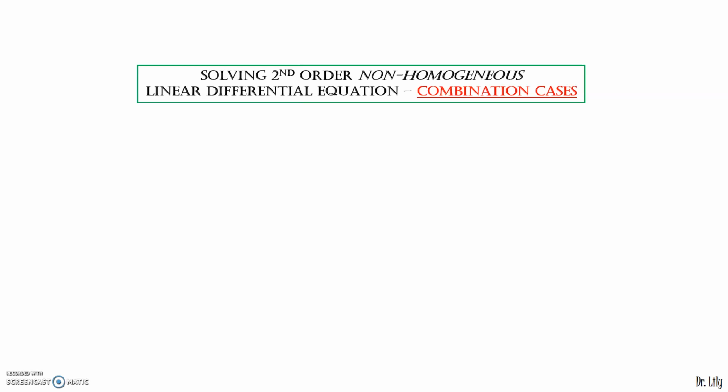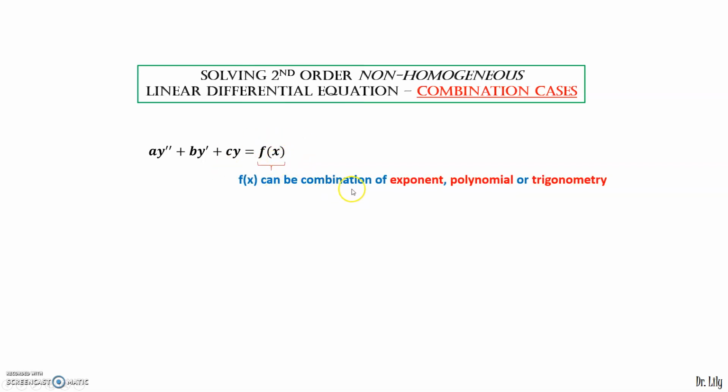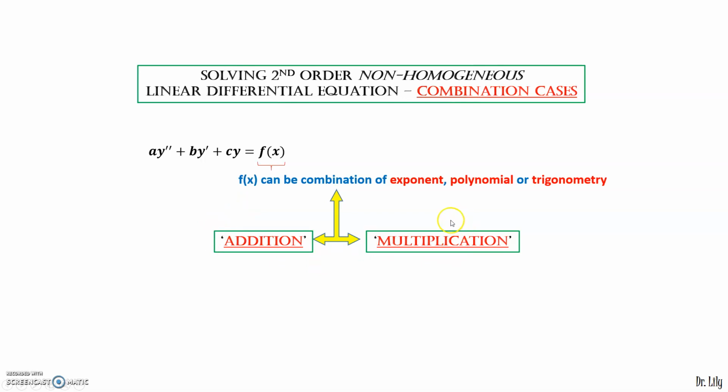Okay, so in this week, we are going to learn how to solve a problem with second order non-homogeneous linear differential equation for combination cases. Let's say you are given a differential equation such as ay'' + by' + cy = f(x). For non-homogeneous, the f(x) can be either polynomial, trigonometry, or exponent. However, this f(x) can also be a combination of exponent, polynomial, or trigonometry. For this combination, the combination can be either by addition or by multiplication.